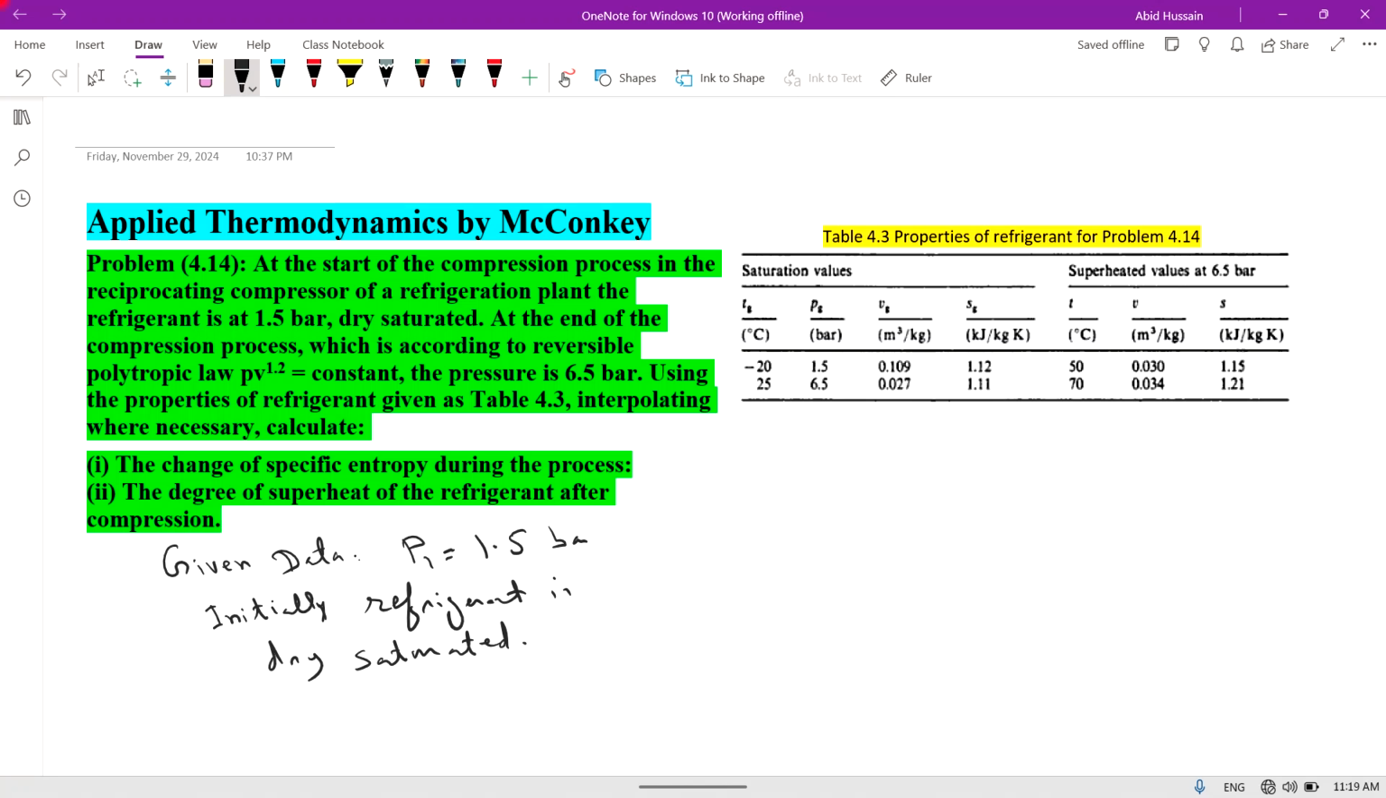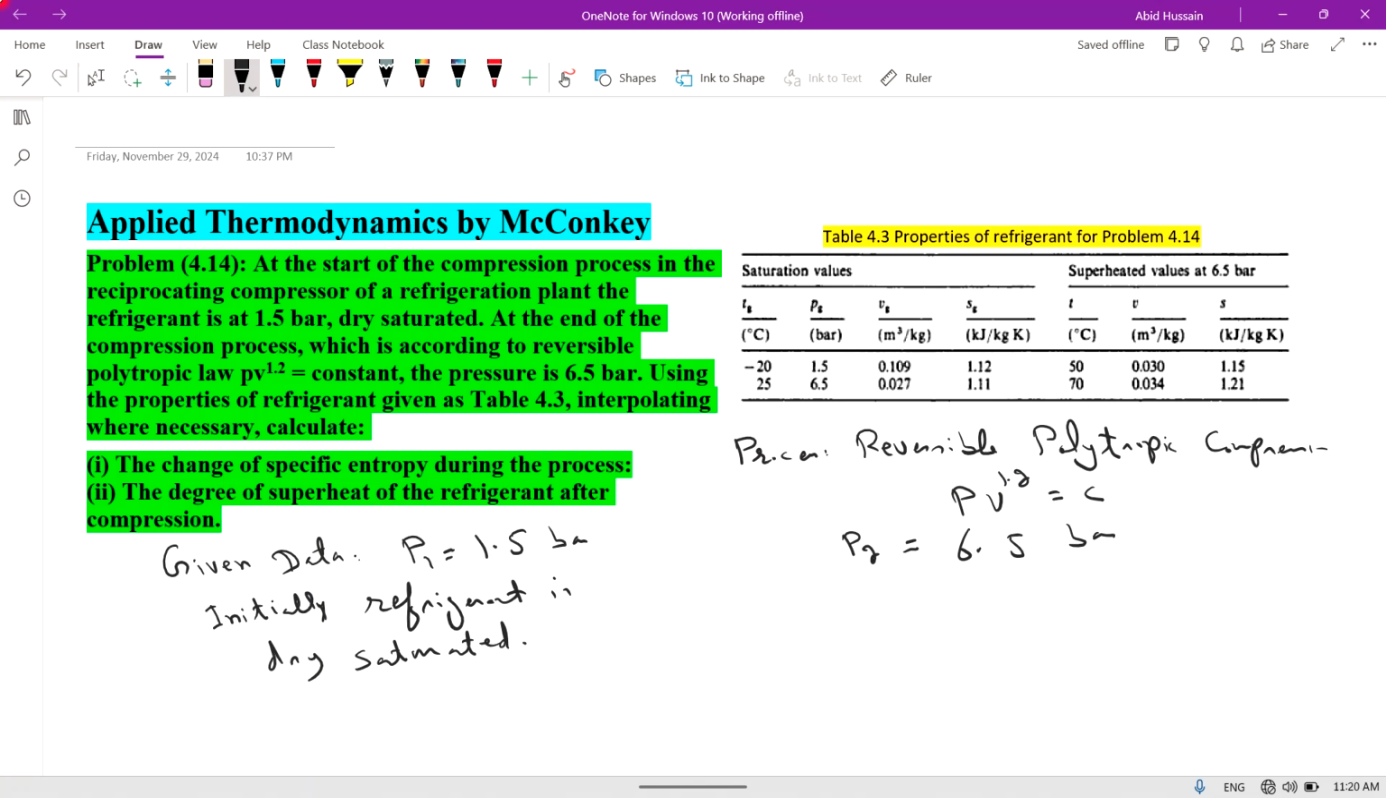So the process is reversible polytropic compression according to the law PV^1.2 is equal to constant. This is the polytropic law. And after compression the pressure increases, so P2 is equal to 6.5 bar.